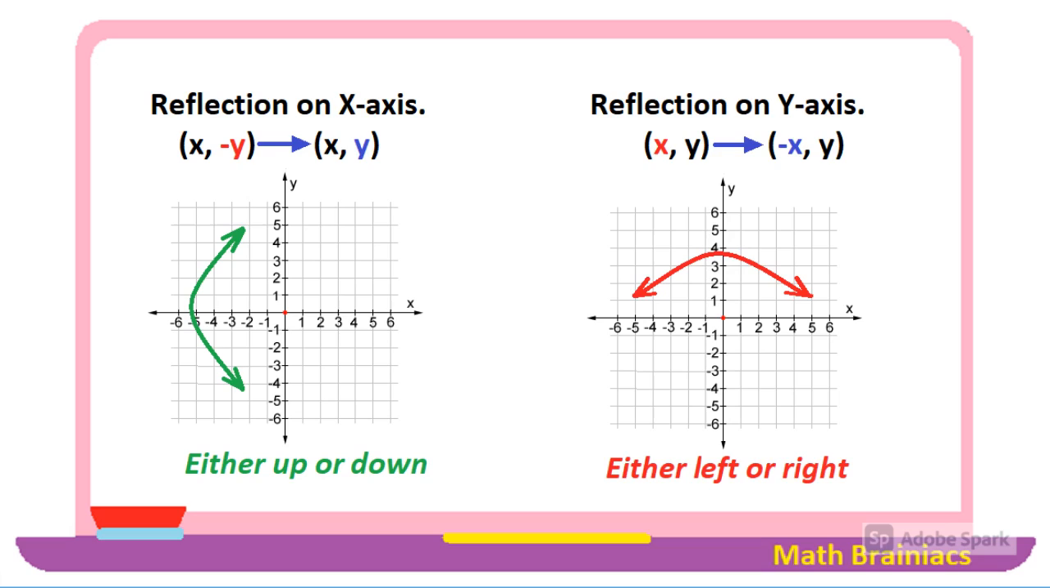Remember that? To sum it up, if it is a reflection on the x-axis, we are going to change the y-coordinate. It will either go up or down. But if it is a reflection on the y-axis, we're going to change the x-coordinate. It is either left or right. Okay?